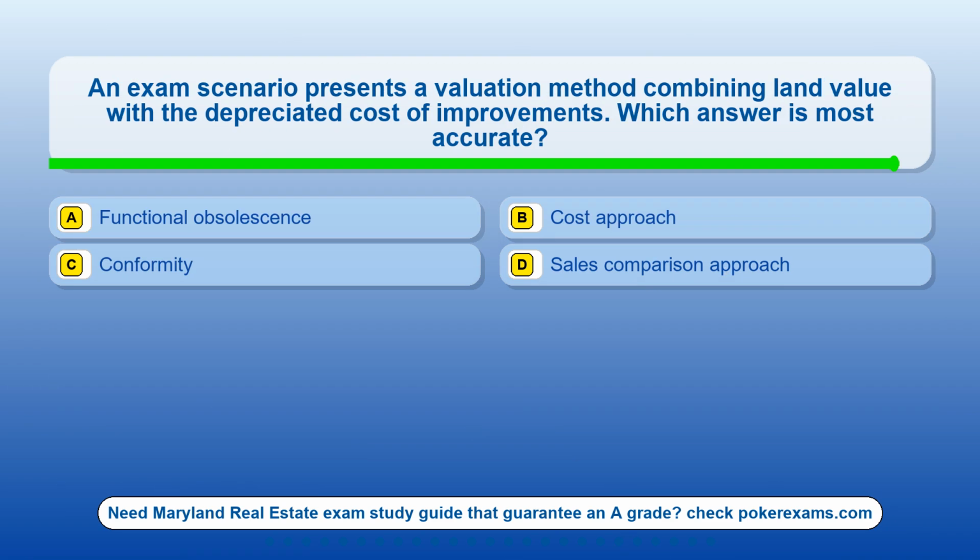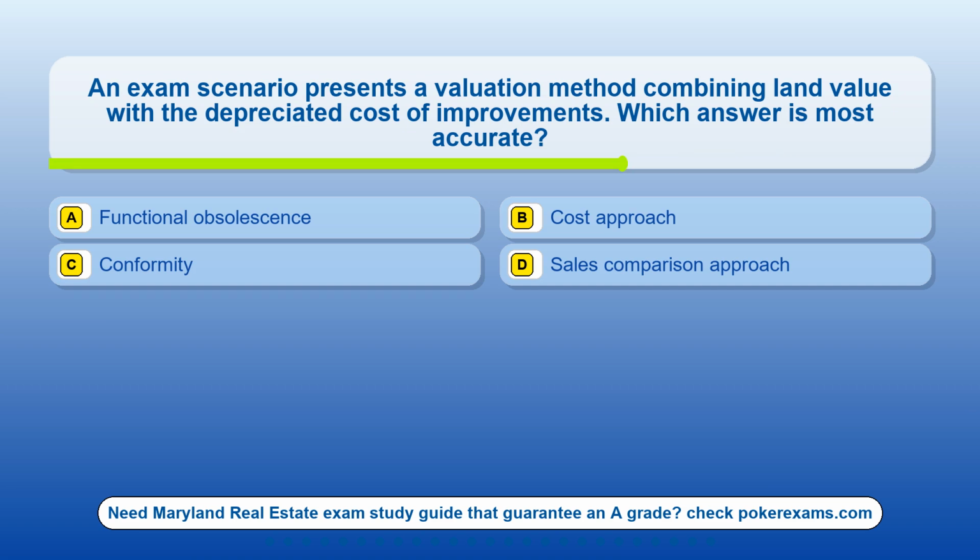Question 22. An exam scenario presents a valuation method combining land value with the depreciated cost of improvements. Which answer is most accurate? Option A, functional obsolescence. Option B, cost approach. Option C, conformity. Option D, sales comparison approach.